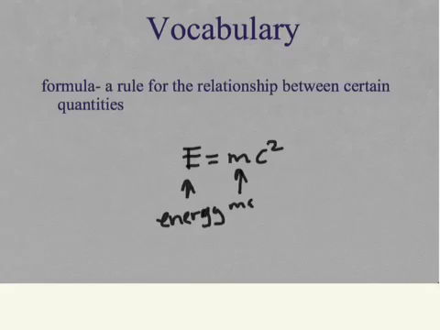Here we have a few quantities. E equals mc squared, where E is energy, m is mass, and c is the speed of light. So you can see all of these quantities are related by this equation. So you can use formulas to see the relationship between different quantities.